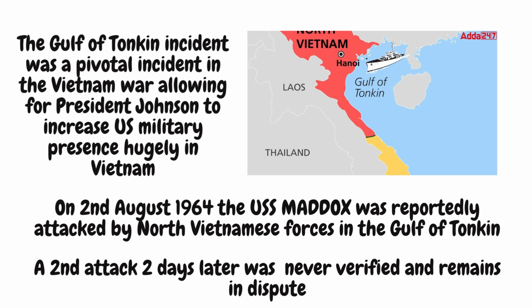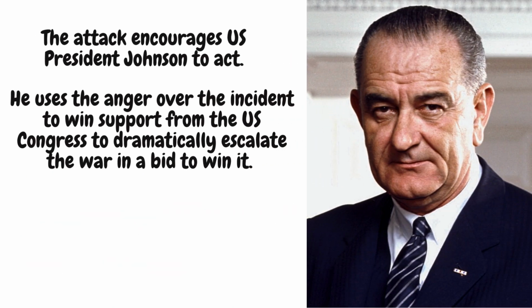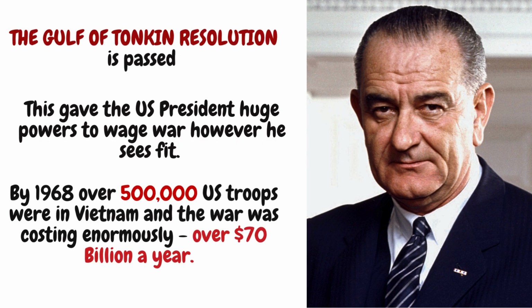However, Johnson's going to use this as a way of actually increasing his powers enormously. So the attack encourages him to act. He used the anger over the incident to win support from the US Congress to dramatically escalate the war in a bid to win it once and for all. And what he manages to do is get the Gulf of Tonkin resolution passed. This gives the United States president huge powers to wage war however he sees fit. And by 1968, over 500,000 US troops were in Vietnam, and the war was costing enormously, over $70 billion every single year.